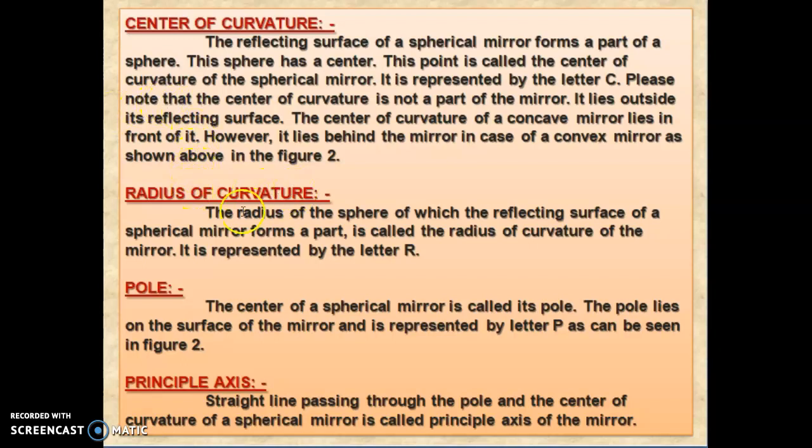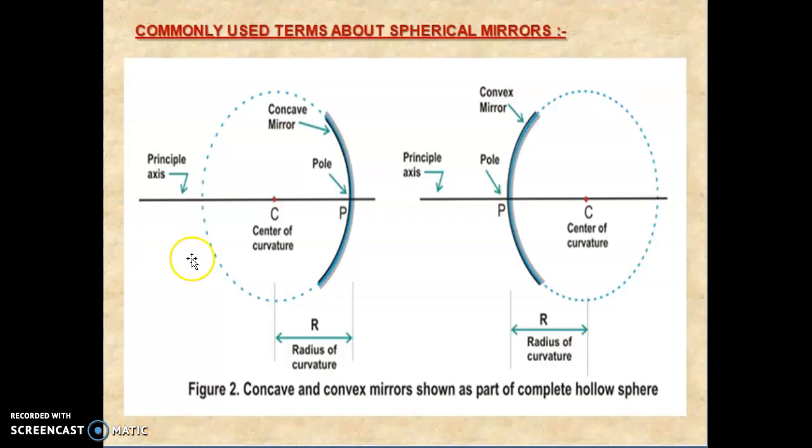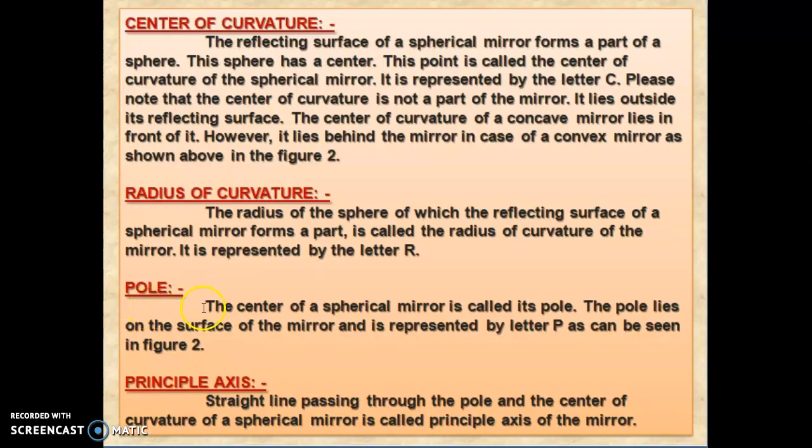Next, radius of curvature. The radius of a sphere of which the reflecting surface of a spherical mirror forms a part is called the radius of curvature of the mirror. It is represented by the letter R. Now, what is the radius of curvature? So, this is a sphere. What will this be? That is CP. CP is nothing but the radius of the sphere. So this radius of the sphere is the radius of curvature, both in a concave as well as in a convex mirror.